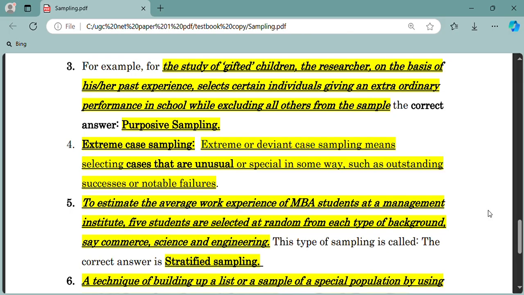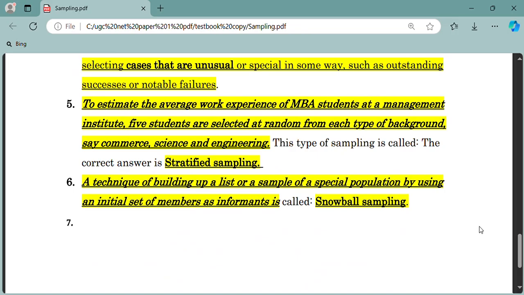And number five, to estimate the average work experience of MBA students at a management institute, 5 students are selected at random from each type of background, say commerce, science and engineering. This is the type of sampling called stratified sampling. Next, a technique of building up a list or a sample of a special population by using an initial set of members as informants is called snowball sampling. Done.